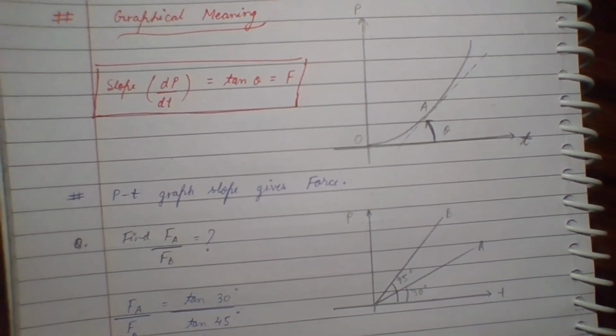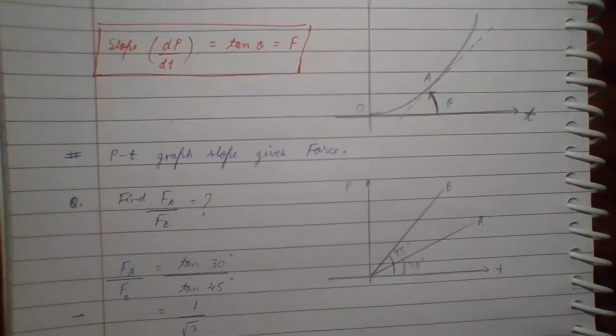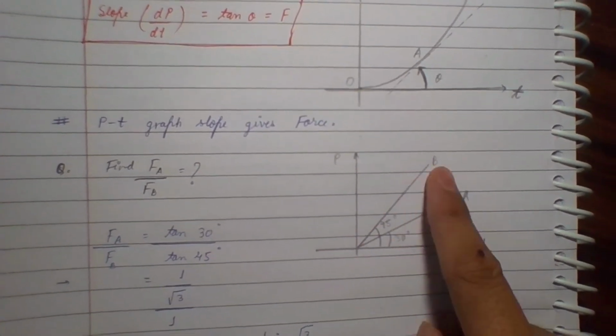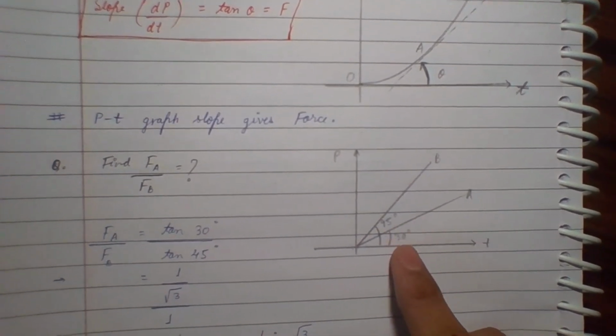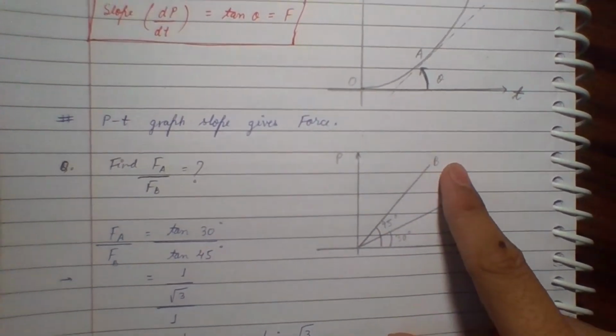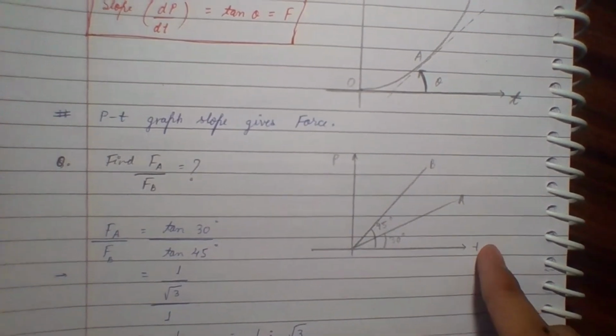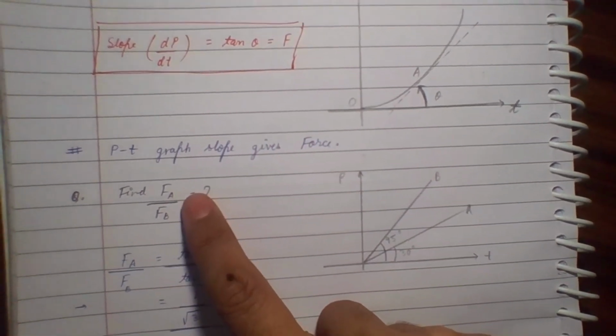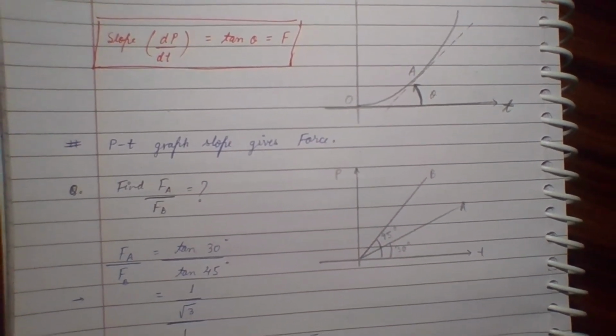Now let us see one question here. We are given two forces with given angles. Force A makes an angle of 30 degrees with the time axis, and force B makes an angle of 45 degrees with the time axis. We know that tan theta is equal to force. Now we have to find the ratio of Fa upon Fb, force A upon force B.